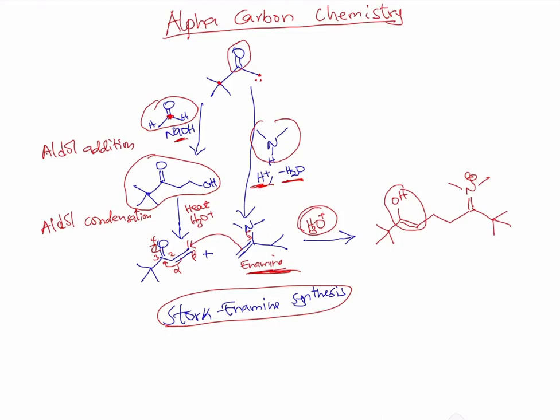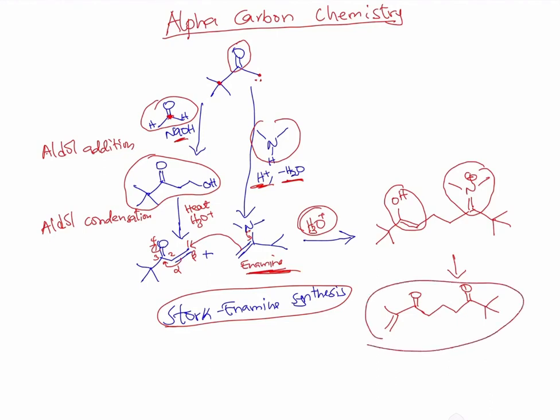Okay, and in fact, under acidic conditions, this functional group is going to undergo tautomerism to regenerate the carbonyl, and this also undergoes hydrolysis to form the carbonyl. So the product will actually look like this. So that is the product that we form when we do this 1,4 conjugate addition.